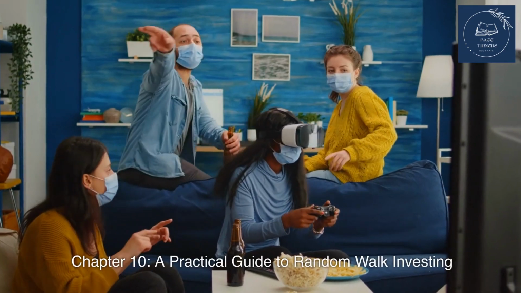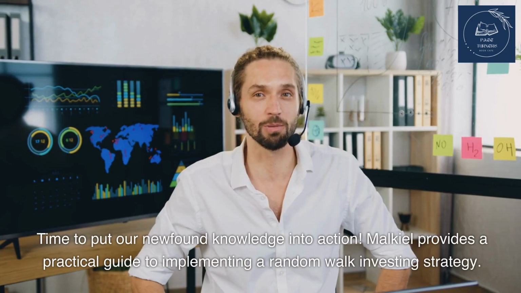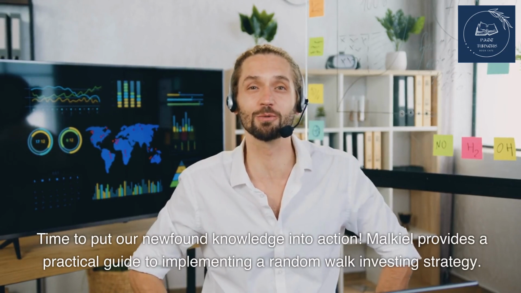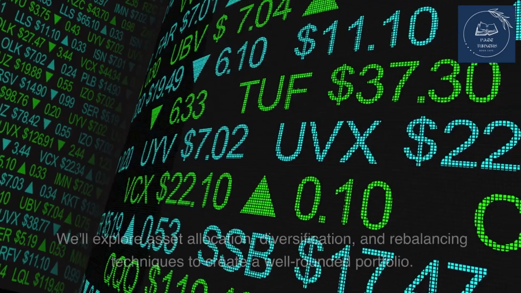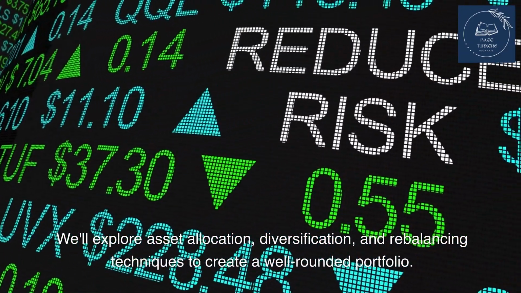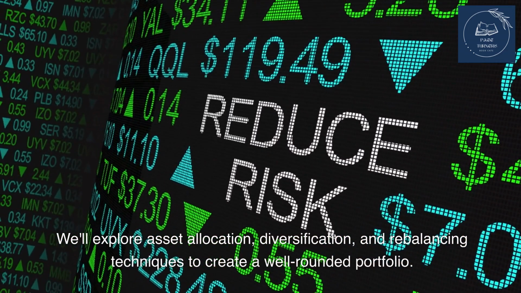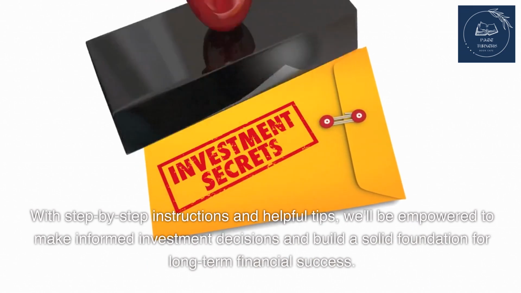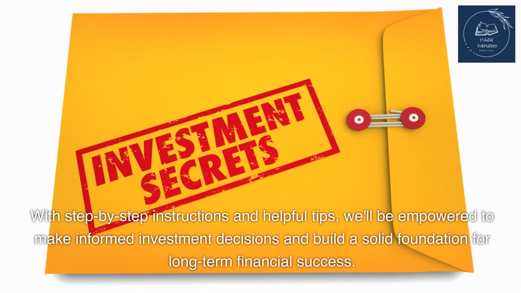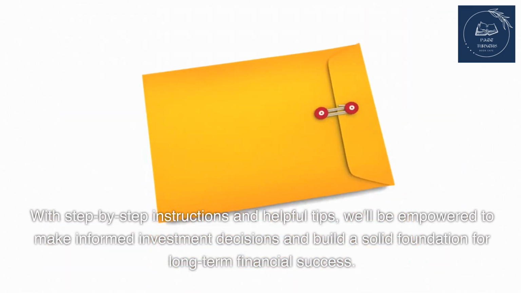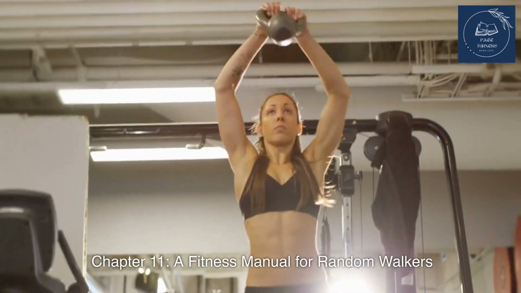Chapter 10: A Practical Guide to Random Walk Investing. Time to put our newfound knowledge into action. Malkiel provides a practical guide to implementing a random walk investing strategy. We'll explore asset allocation, diversification, and rebalancing techniques to create a well-rounded portfolio. With step-by-step instructions and helpful tips, we'll be empowered to make informed investment decisions and build a solid foundation for long-term financial success.